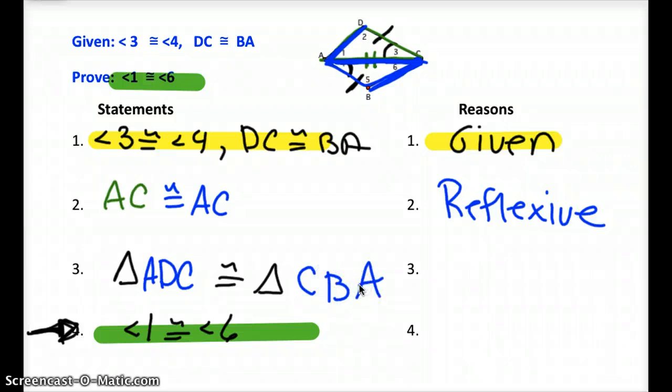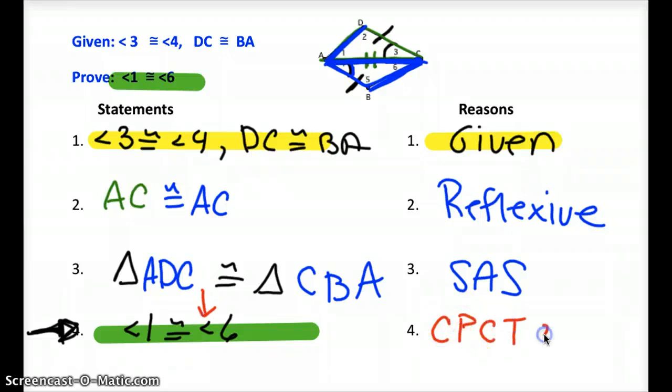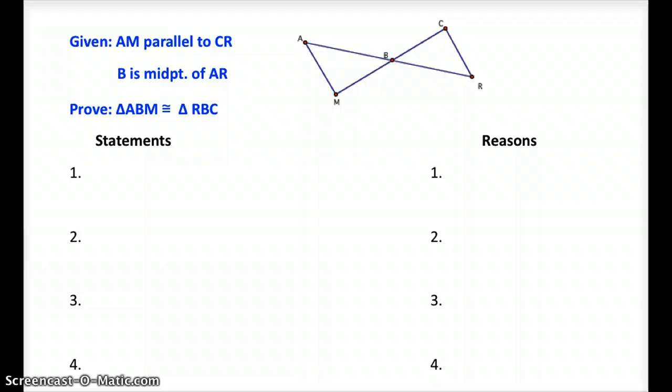All right, now why are my two triangles congruent? My two triangles are congruent by side, angle, side. If my triangles are congruent, then my parts are congruent. So that's CPCTC: corresponding parts of congruent triangles are congruent. All right, let's move on to our next one.